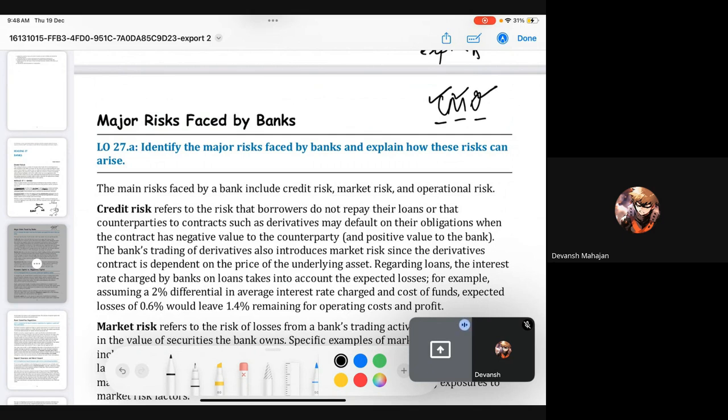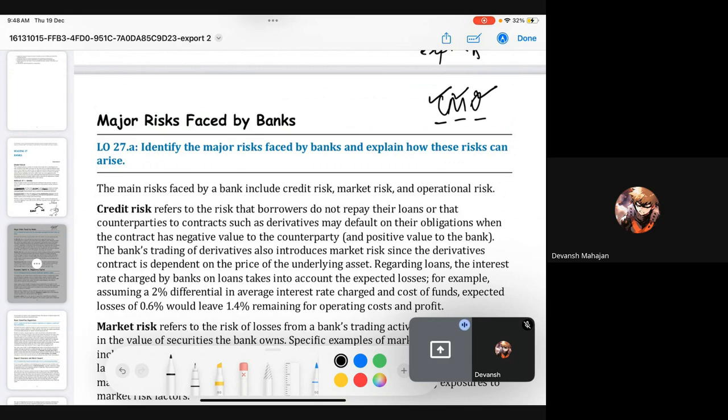Okay. Now for a bank, where does credit risk come from? The first source of credit risk is that the bank has advanced a loan and the loan is not repaid. That is the biggest credit risk for a bank. The second credit risk is any kind of derivative transaction the bank has entered into. We will do derivatives in detail later. But let's say the bank sold a future.